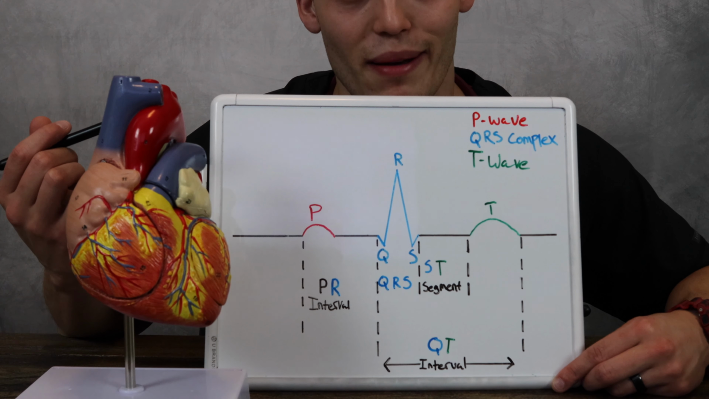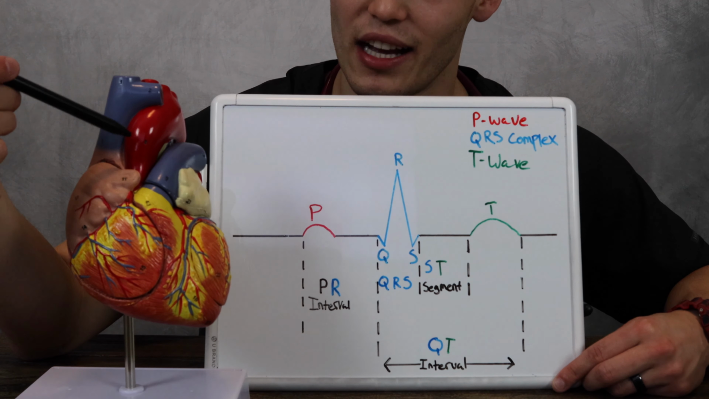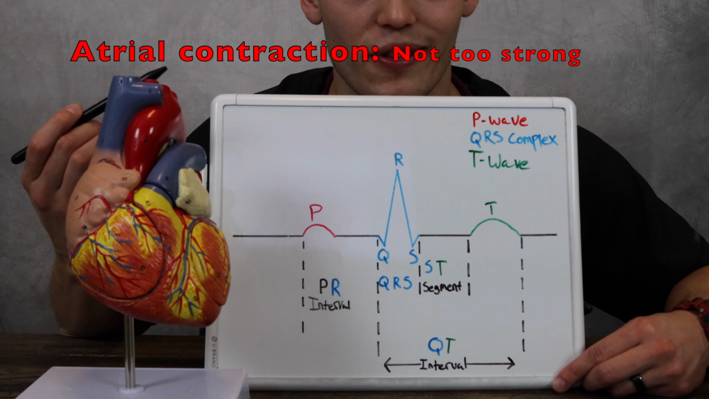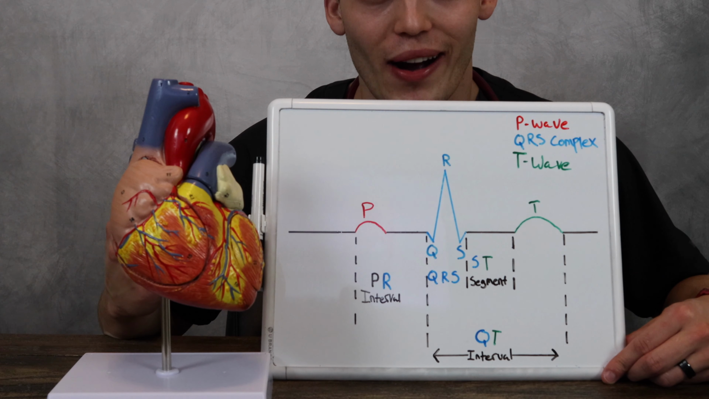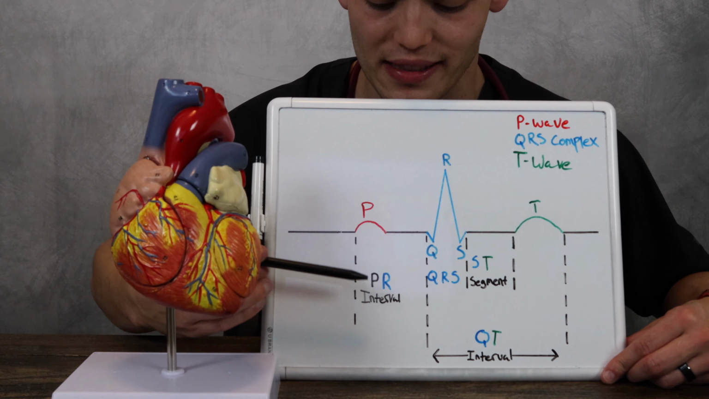Also, an important thing to remember is that the atria are smaller, and they also have the help of gravity that's helping them pump blood down to the ventricles, so the contraction effort they have to put forth is not that strong.